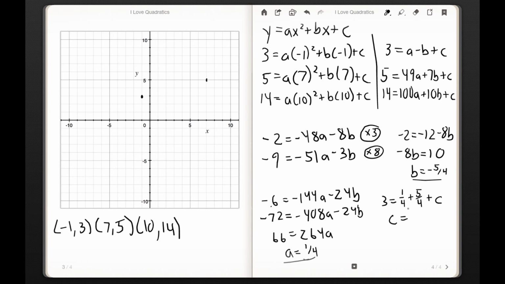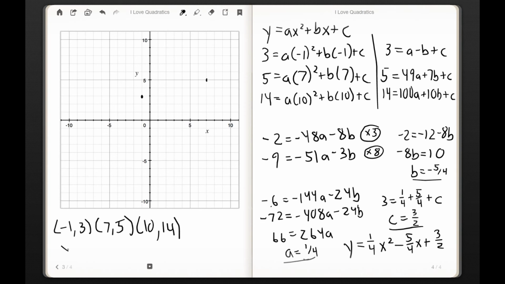So c, this is 6/4. 3 minus 6/4 is 3 minus 3/2. So that's 3/2. And there we go. We have all three of our variables. So the equation is y equals 1/4 x squared minus 5/4 x plus c of 3/2.